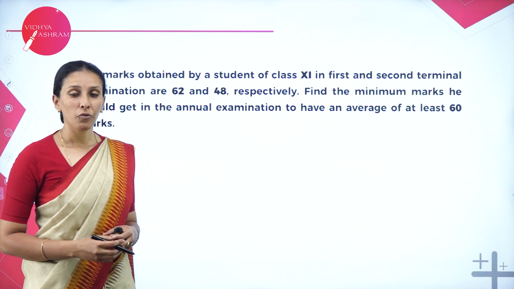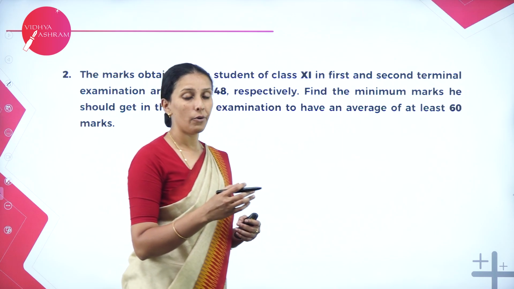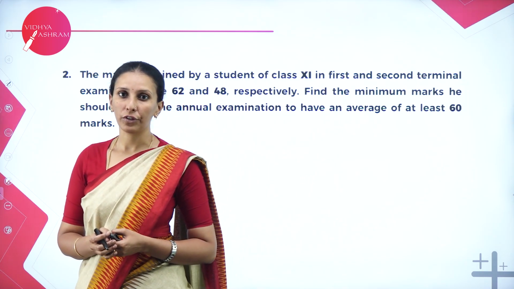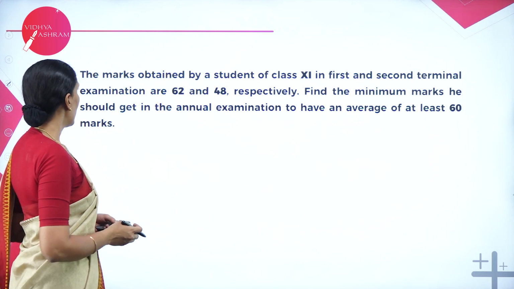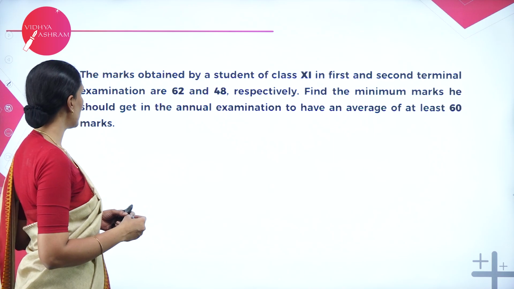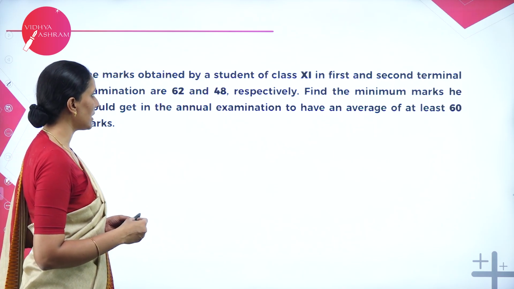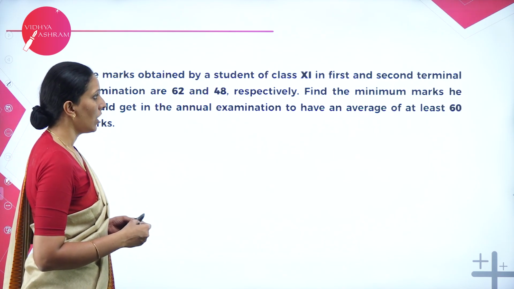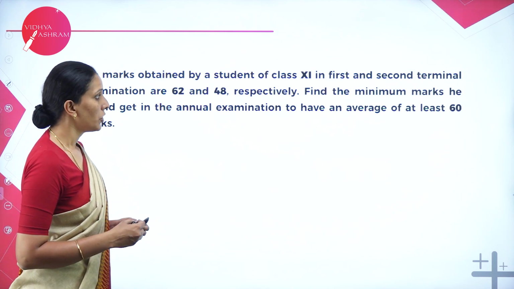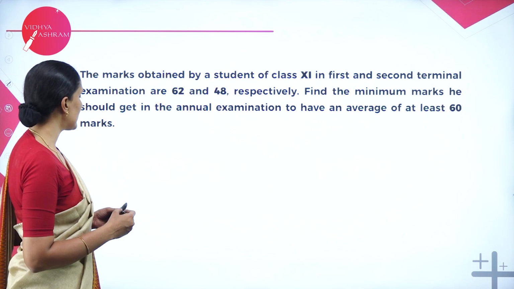So the next type of question is a statement problem, where you need to analyze the inequation and solve or find the solution for the given inequation. The marks obtained by a student of class 11 in first and second terminal examination are 62 and 48 respectively. Find the minimum marks he should get in the annual examination to have an average of at least 60 marks.